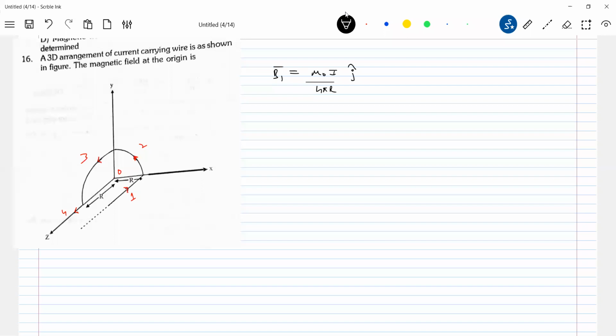Due to 2, only magnitude I'll write it. So mu naught I by 2r, pi by 2 by 2 pi. Due to 3, mu naught I by 2r, pi by 2 by 2 pi. Due to 4 it will be 0, because the origin lies on the axis of the fourth one. So again B2 bar you have to write it.